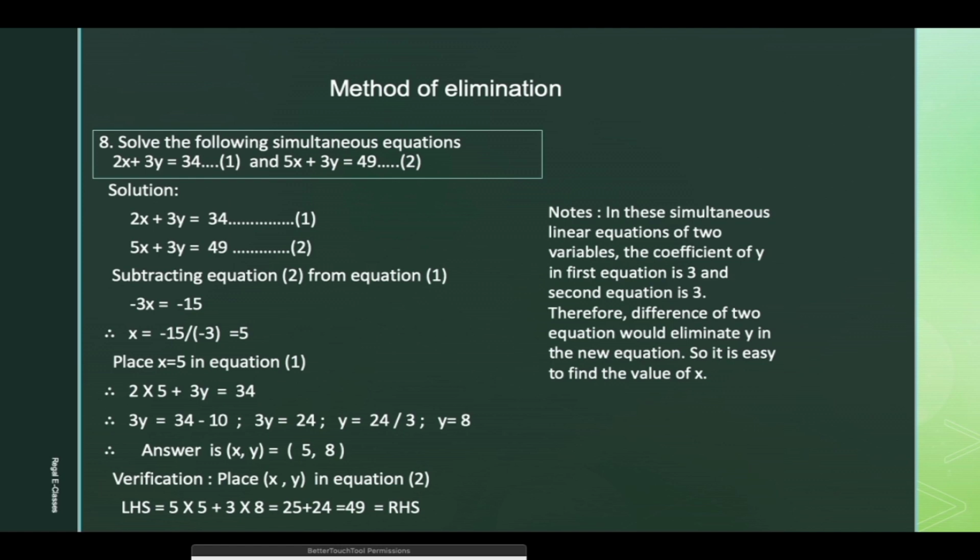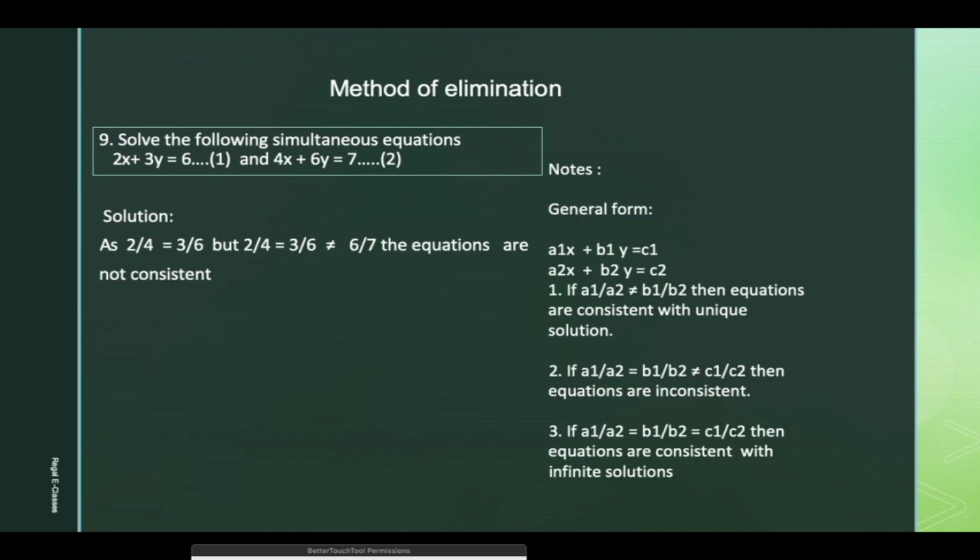Similarly, another problem, again here the coefficient of y is 3 and 3 both. You can just subtract, eliminate y, and get the value of x. Verify by substituting x and y in equation 2. In this equation you can see that a1 by a2 is equal to b1 by b2, but not equal to c1 by c2. So the equations are not consistent.